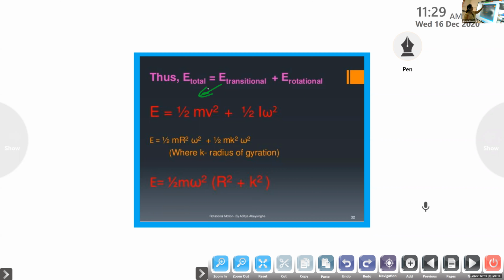Similarly, after writing total rolling motion is equal to translational motion plus rotational motion, you have to write thus total energy. E total is equal to translational energy, E translational, and rotational energy, E rotational.